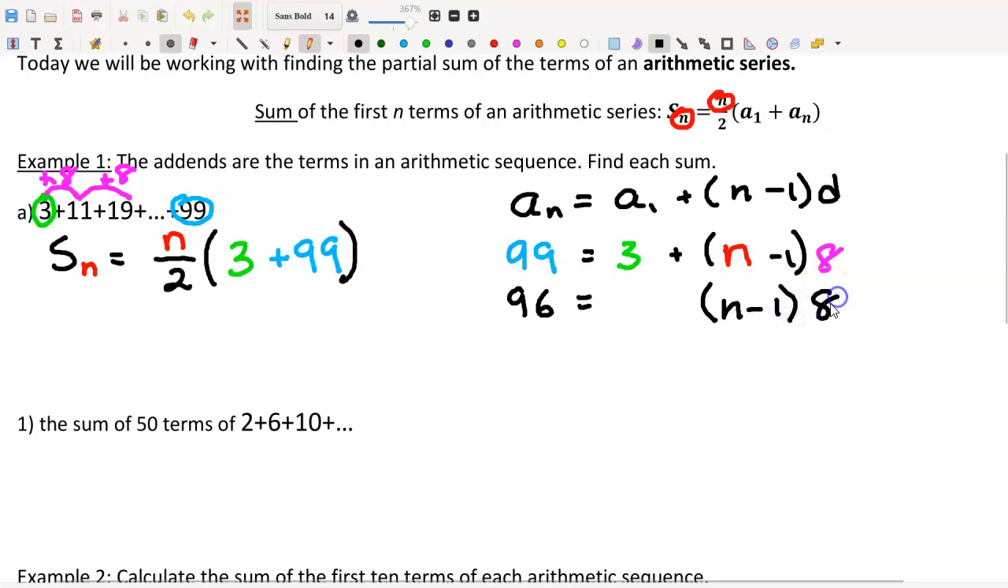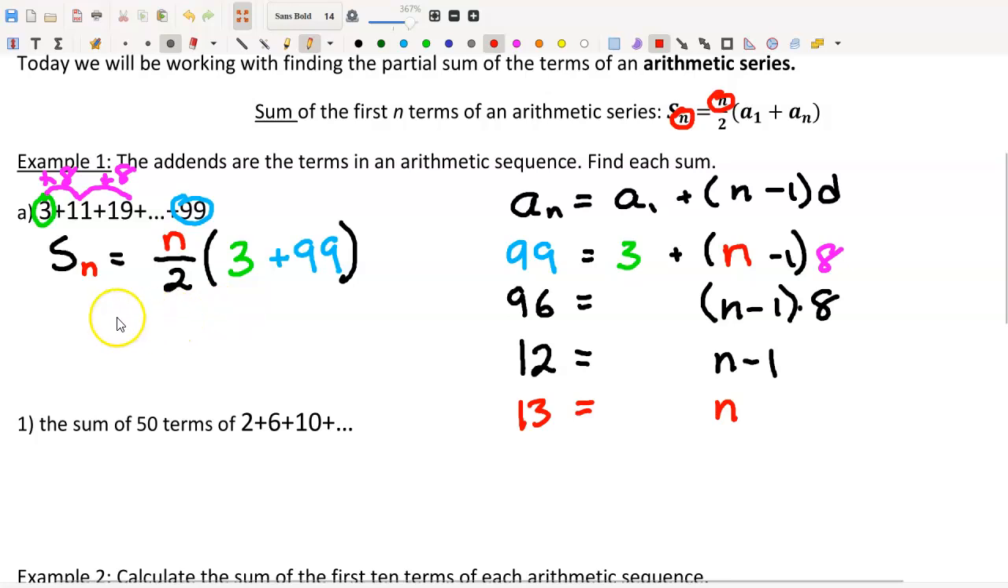I know a lot of people at this point would probably distribute the 8, but I can see that 8 goes into 96 evenly, so it might be a little bit easier just to divide both sides by 8. If 8 didn't go into this number evenly, I would probably distribute, get some fractions. And then I can add 1 to both sides. So it turns out there are 13 terms, which means I have to add 8 13 times to start at 3 to get to 99. That's what this answer means.